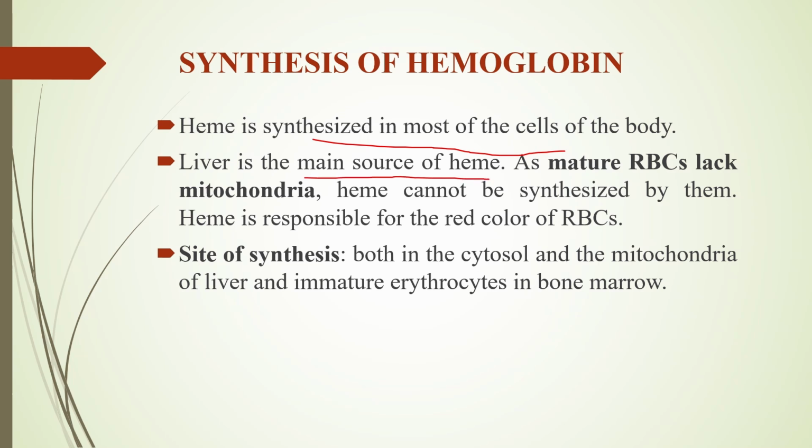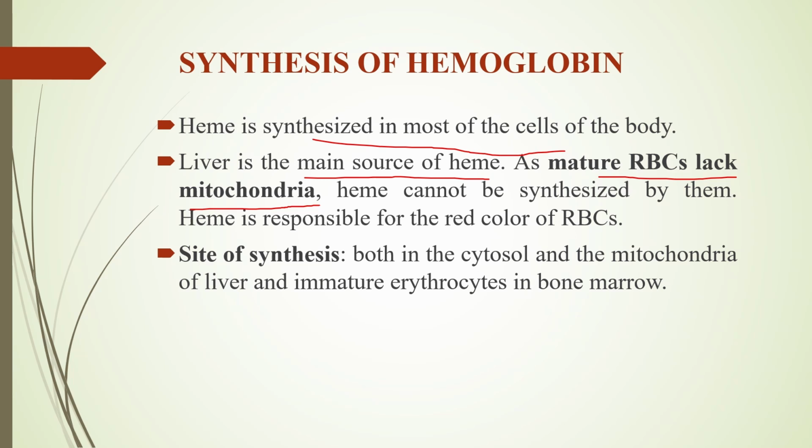source of the heme, because as mature RBCs lack mitochondria, they cannot synthesize the hemoglobin molecule. तो most commonly अगर बात करें तो immature erythrocytes में hemoglobin की formation होती है, which are present in bone marrow. Immature RBCs are fully functional cells.